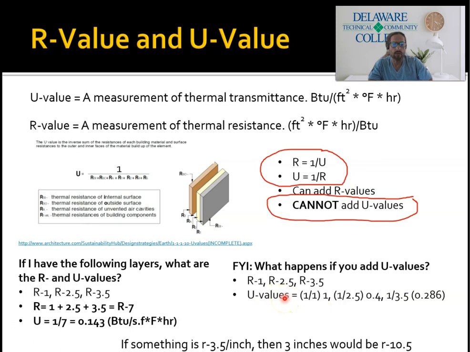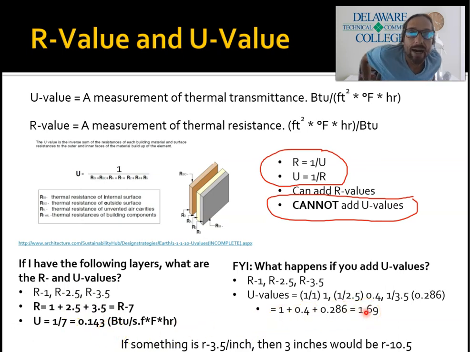So let's convert them to U's, add them up, and see what happens, right? So if we convert each of these to U values, we get 1, 0.4, and 0.286, right? Like 1 divided by 1, 1 divided by 2.5, 1 divided by 3.5, okay? So we get those 3 U values for those 3 surfaces. So if we add them up, we get 1.69, whereas the correct U value is actually 0.143. So you can see that actually gives us a factor of 10 higher U value than is accurate, which means if we added the U values, we're going to be really wrong. That's the short story. So never ever add U values.